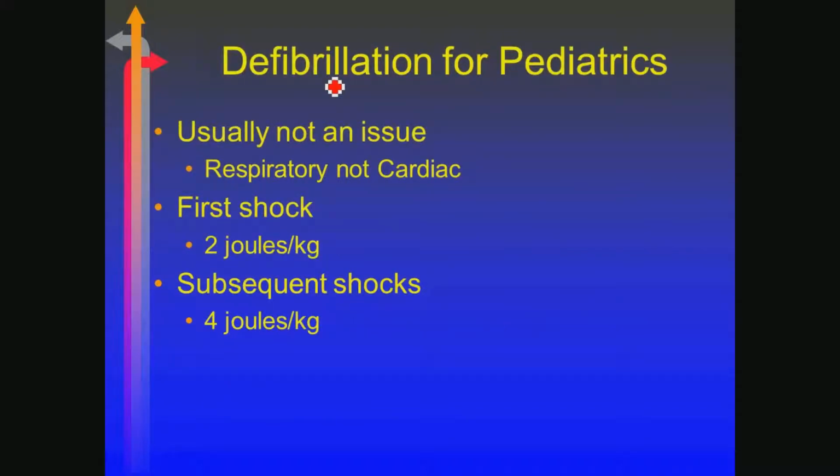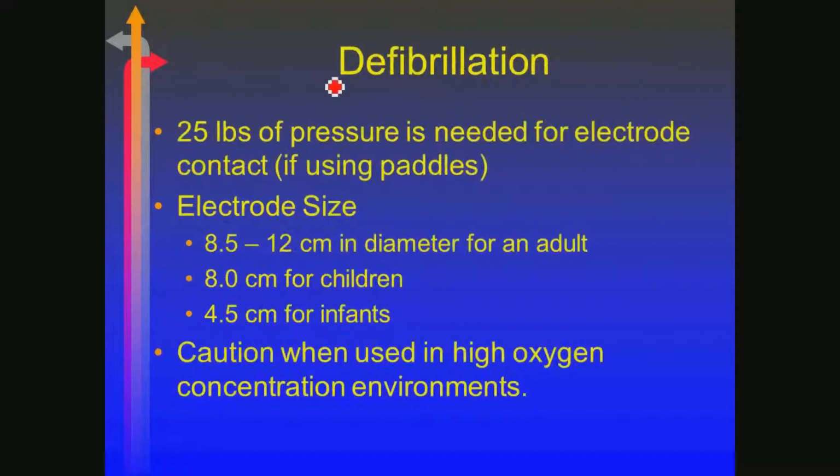Pediatrics, normally it's not a big issue because they don't normally have a cardiac problem. Their origins are typically respiratory in nature. And joules are 2 joules per kilogram, followed by 4 joules per kilogram. If you're using paddles, it's really important to have firm pressure. Now we use pads on everybody, and so long as those pads have good surface contact, it's not an issue. It actually speeds things up when you have the pads on because you don't have to recharge or regoop the paddles and replace them into the spot.